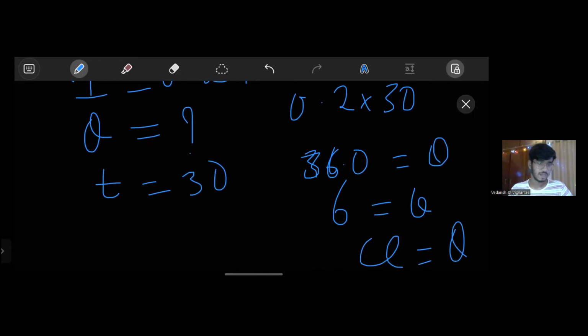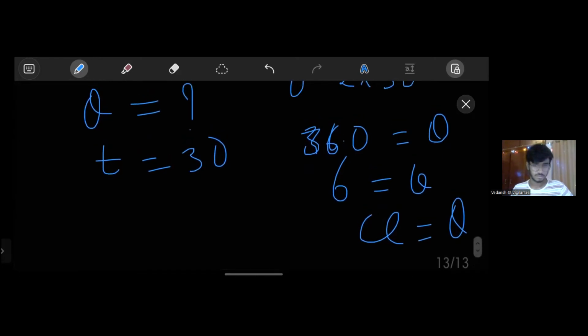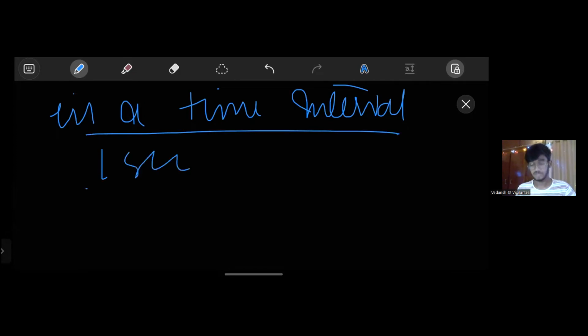Correct? Now, how many electrons will flow in this time interval if the charge on one electron is 1.6 into 10 raised to minus 19? Now, I told you that if nothing is given, if it says in a time interval, just assume it is saying 1 second. Make it 1 second, and the question becomes solvable. In a time interval basically means 1 second.